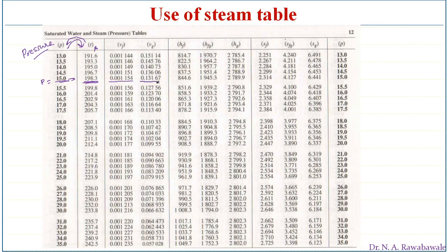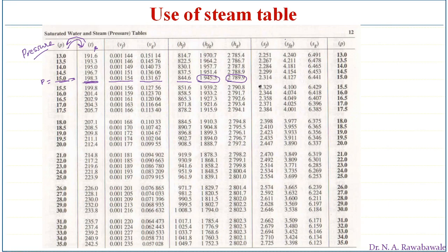This is specific volume of dry saturated steam. Vg is nothing but specific volume of dry saturated steam in meter cube per kg. So this Hf is enthalpy of saturated water in kilojoules per kg, and this value is nothing but enthalpy of evaporation in kilojoules per kg, and this Hg is nothing but again enthalpy of dry saturated steam corresponding to the pressure 15 bar.